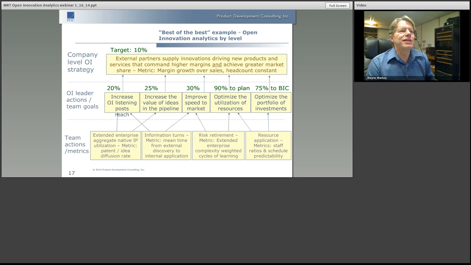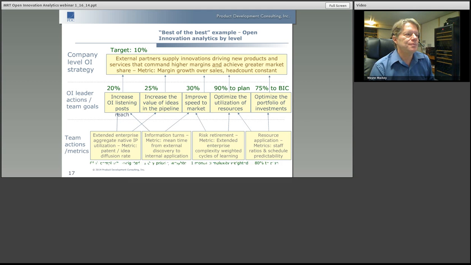So this is a metrics tree to illustrate the idea of the flow down of the types of things to measure in terms of open innovation analytics. These are not the most common ones, but I believe they're the best ones. Benchmarking falls apart when everybody's measuring the wrong things. So these are the things that I've seen that had a clear demonstration of benefit to companies that are trying to manage open innovation and doing it successfully.